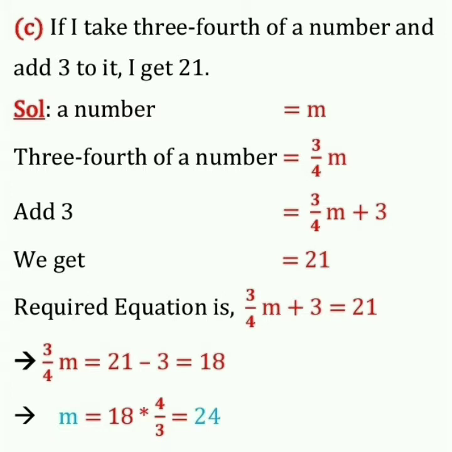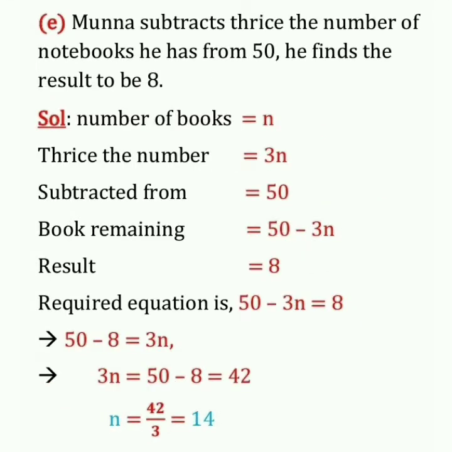Now 3 upon 4 is there on the left hand side. It is in multiplication with M. So transfer it to the right hand side. While transferring, we have to take the reciprocal of it. Reciprocal means उसको उल्टा करना है. 3 upon 4 का उल्टा 4 upon 3. Therefore, M is equal to 18 into 4 upon 3 is equal to 24. 18 divided by 3 is equal to 6 and 6 4s are 24. It's clear? Sum number E.